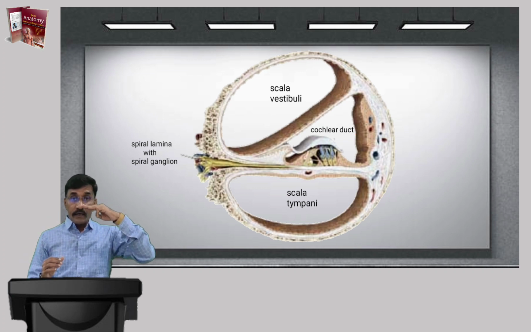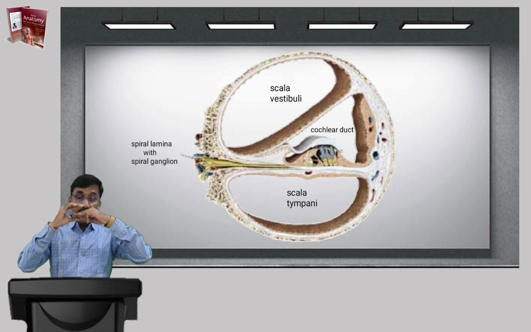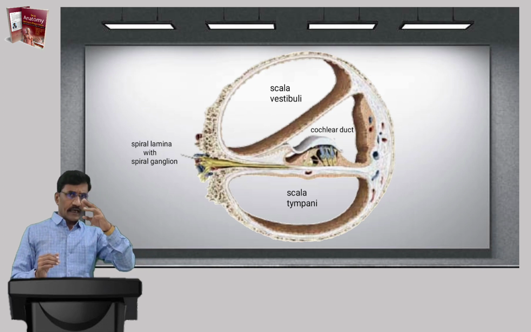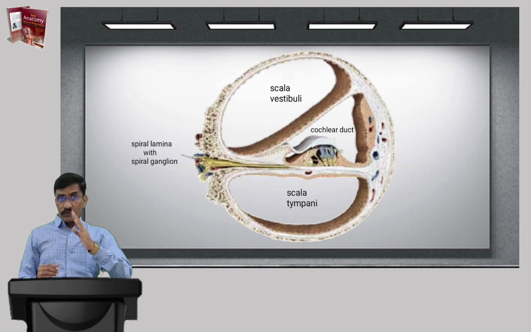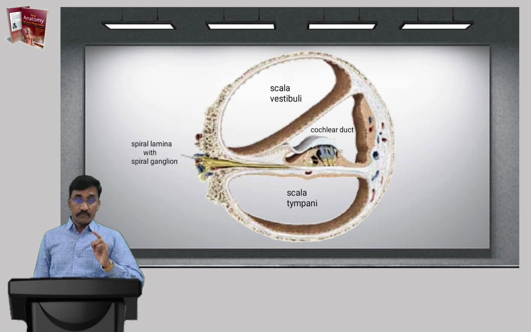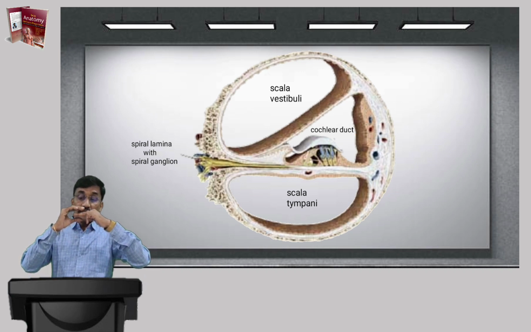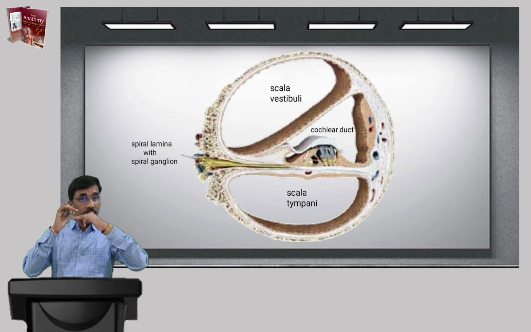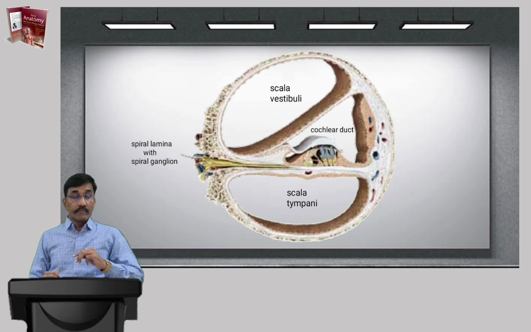One part is above the spiral lamina and one part is below the spiral lamina. The portion which is above the spiral lamina is called... for above and below the spiral, you can keep the word VT Station in mind. The portion which is above is called V, and the portion which is below is called T. So what is V? Scala vestibuli. And what is T? Scala tympani.